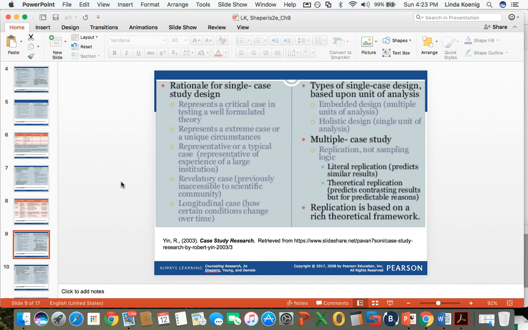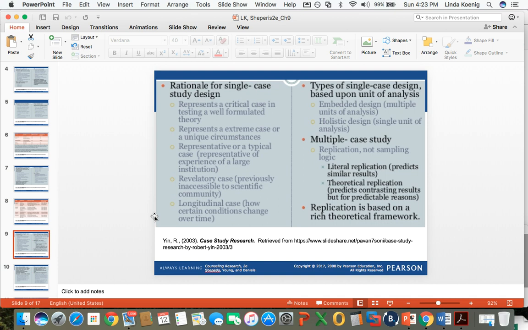Revelatory, something that was previously not accessible to the scientific community. And longitudinal, we could also look at the opiate issue through a longitudinal lens, how certain conditions have changed over time. And if we were looking at compassion fatigue toward addiction, then this might be the lens that we want to look through.